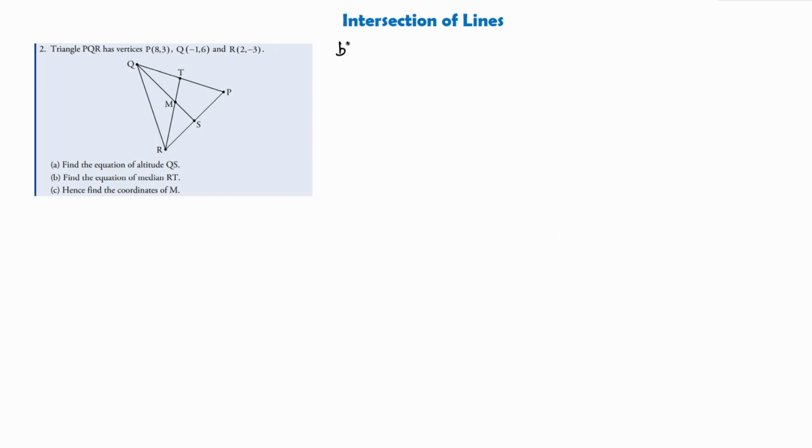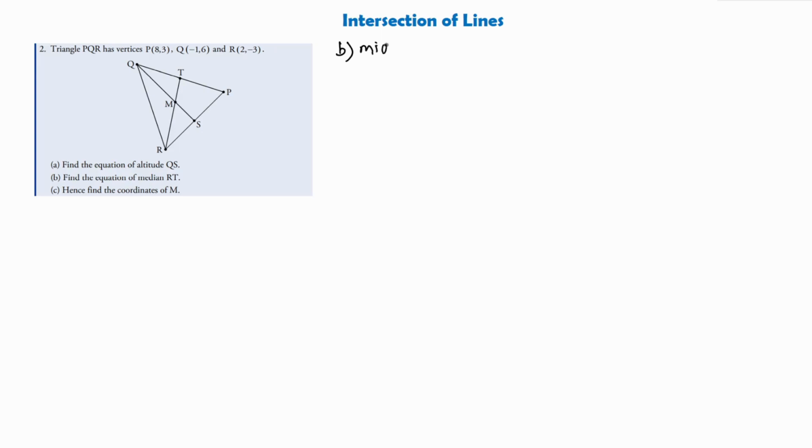So moving on to part B, although it's important that we keep our answer for A, so I'll bring that back when we go on to part C. But for part B, we want to find the equation of the median RT. Well, what do we know about the median RT? We know that it meets at the midpoint of the opposite line. So we know that T is the midpoint of the line PQ.